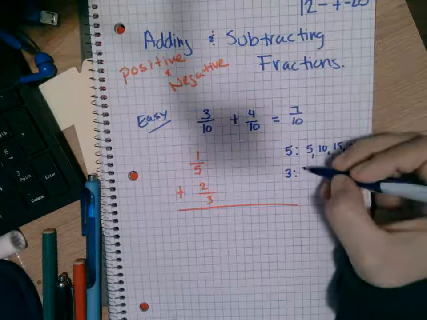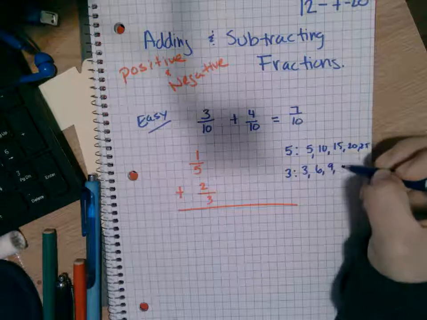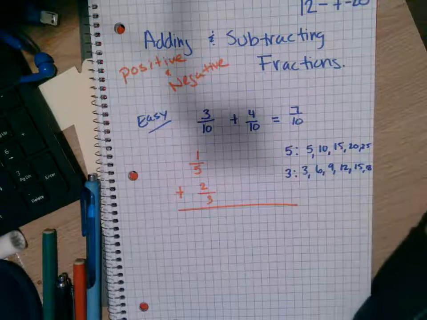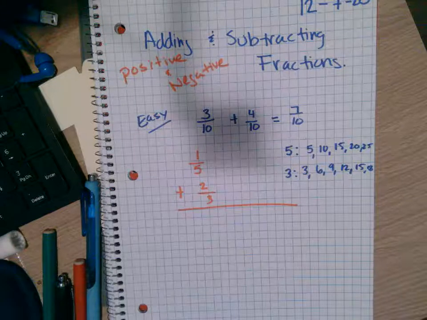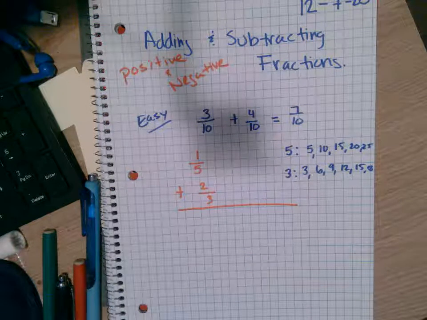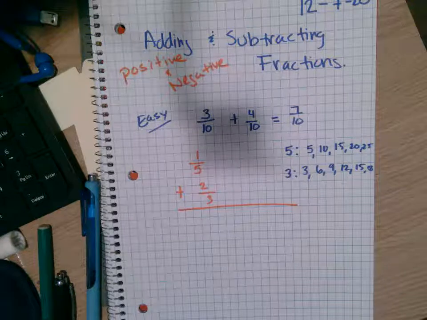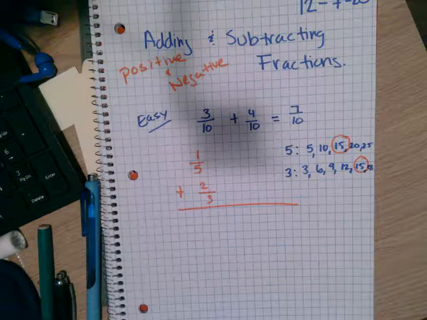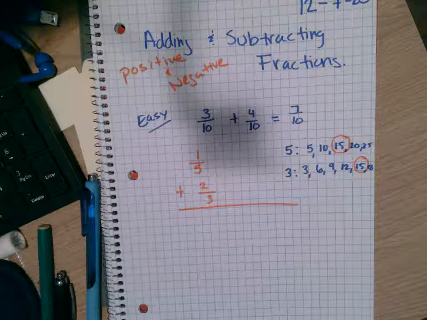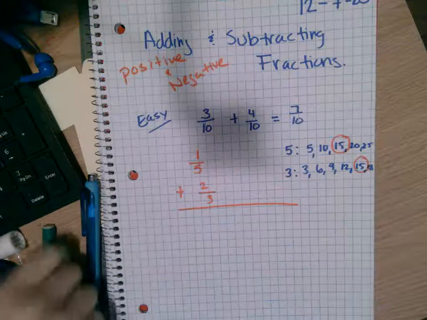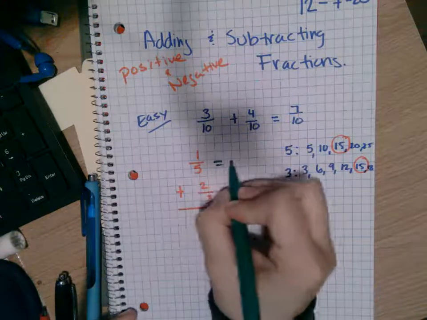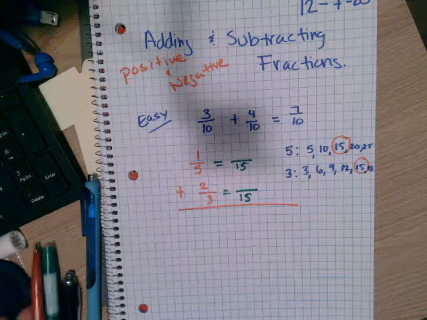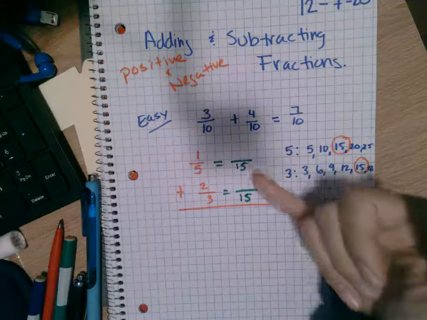And then you go to 3. 3, 6, 9, 12, 15, 18. And you're like, oh my gosh, what's the smallest number that they have in common? 15. Good. That is what we call our least common denominator. What do they have in common? 15. That becomes your new denominator. That's why it's called common denominator. We have to have it in common.